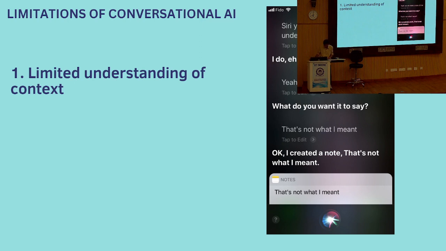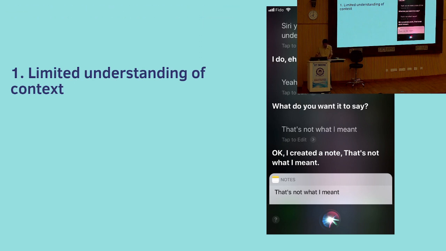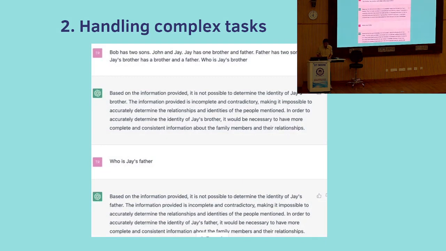So moving on. Handling complex tasks. Any conversational AI can handle some tasks pretty well when it comes to answering questions or providing information. But when it comes to reasoning, problem solving or decision making, it does make some mistakes.